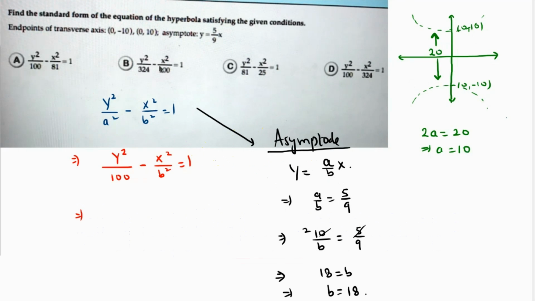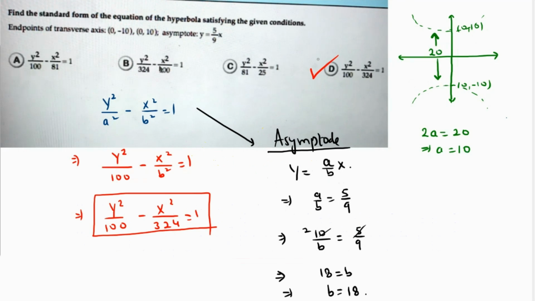So the final answer comes out as y square over 100 minus x square over 324, and that is equal to 1. That is the final answer. So option D.